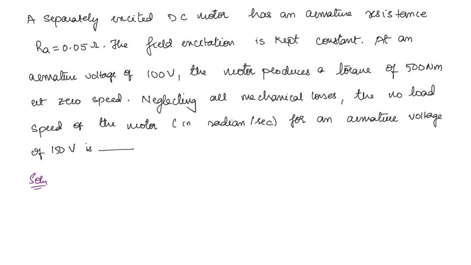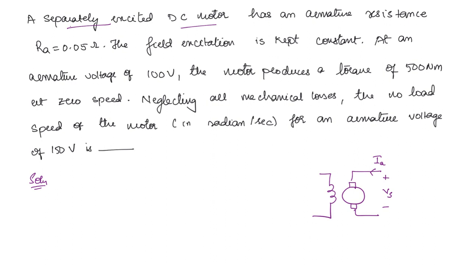This is a separately excited DC motor. So we are going to first draw the circuit. This is the field winding. Since it is a motor, it will be taking the current. So the supply current will be same as the armature current because it is separately excited.